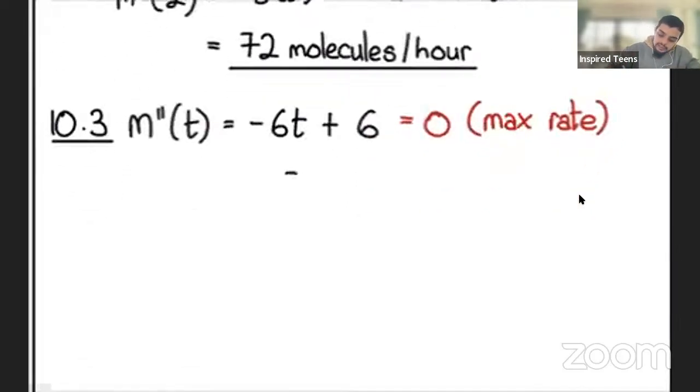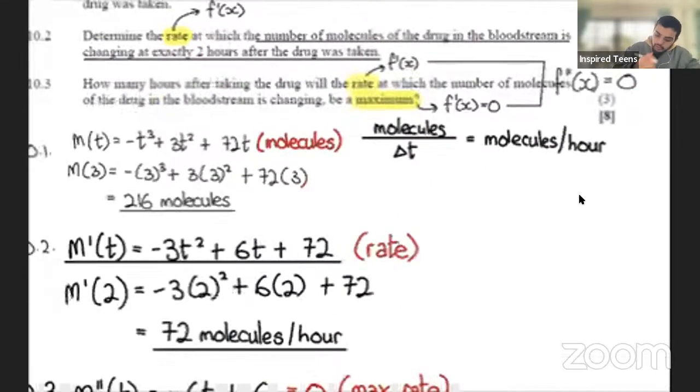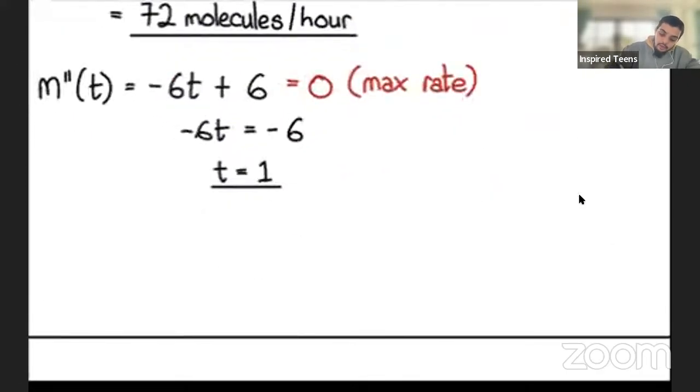Okay, so in this case, negative 6t is equal to negative 6, and we divide both sides by negative 6, so t becomes 1. So the time at which the rate is maximum is 1. What's our unit? That would depend on the question. What unit are we working with for t? That would be hours. So the time at which the rate is a maximum would be 1 hour.